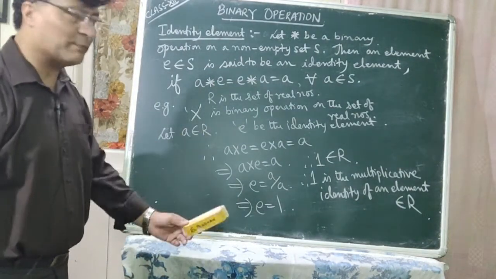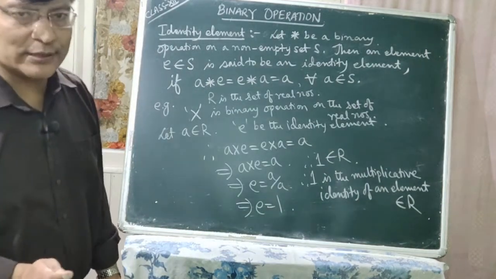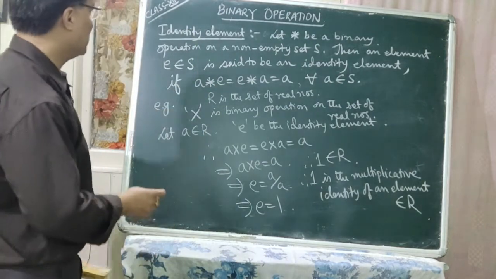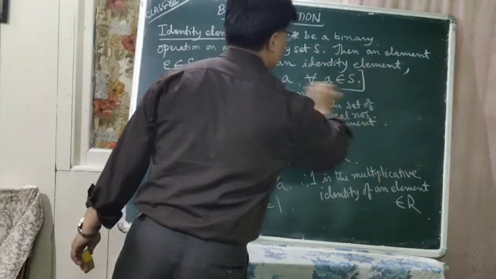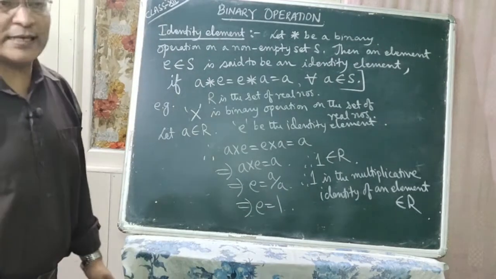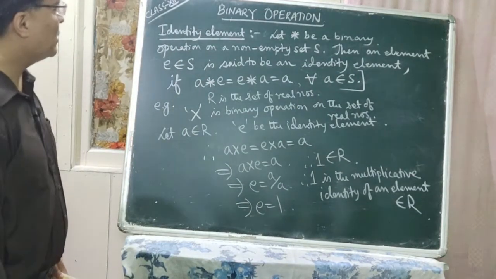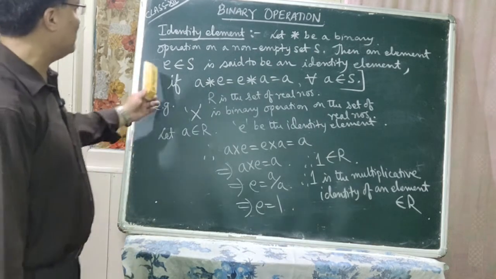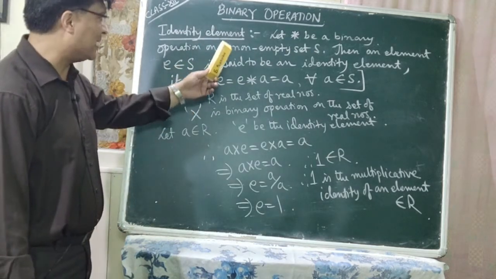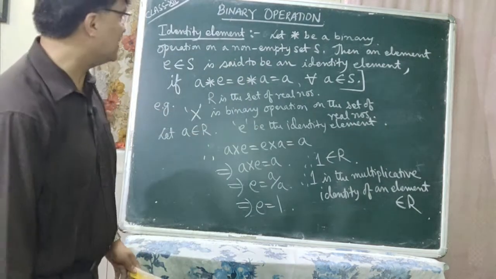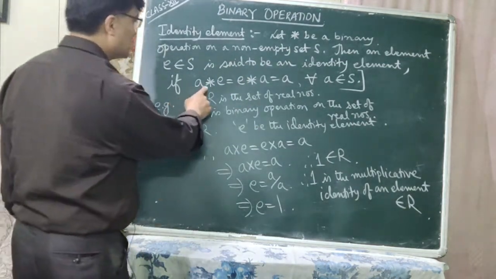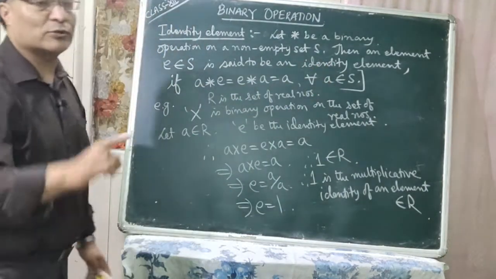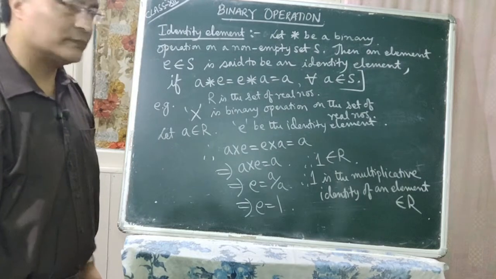So यो example चाहिँ तिमीले बुझी चाहिँ राख्नु एकदमै जरुरी छ. ठीक छ? So I think you have copied this definition. Definition चाहिँ यहाँसम्म हो. So what is the definition of identity element? Let star be a binary operation on a non-empty set S. Then an element E belongs to S is said to be an identity element if A star E is equal to E star A is equal to A for all A belongs to the set S. Is that clear?